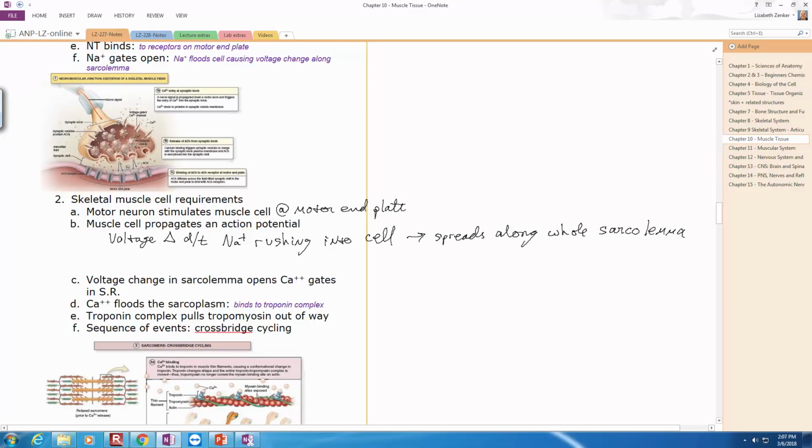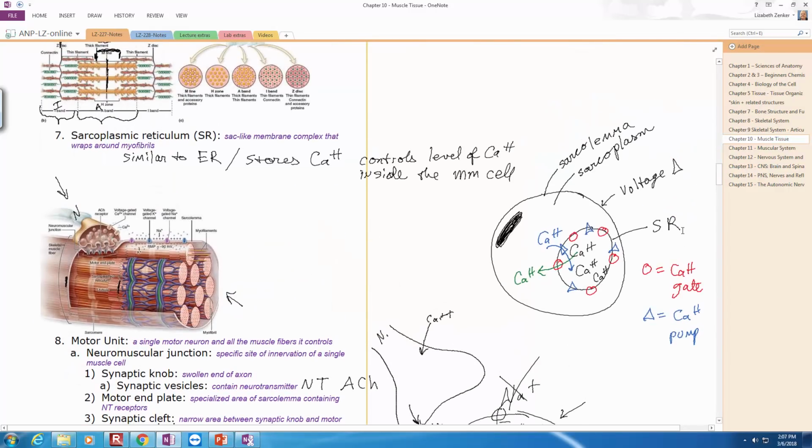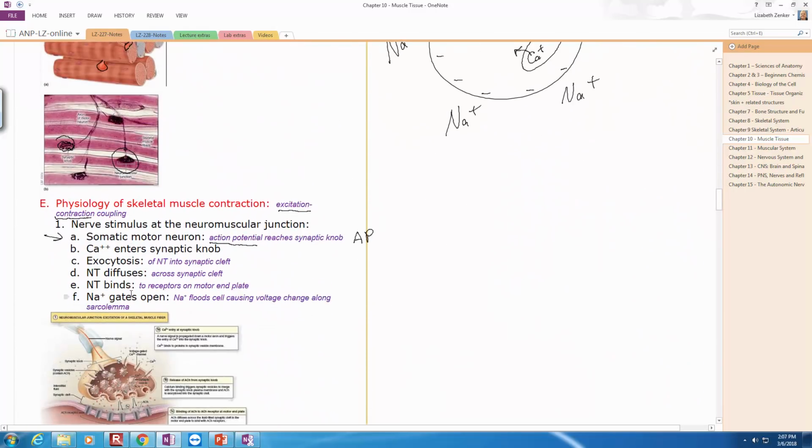Then the voltage change in the sarcolemma opens the calcium gates in the sarcoplasmic reticulum because they're really close to each other. If you went back and looked at this picture, here's your sarcolemma, the cellophane plasma membrane that wrapped around it, and see how close it is to the sarcoplasmic reticulum, the little veiny structures. Can you see how it wraps around the myofibrils all over the place? This is what allows it to stimulate everything all at once. It's not a delayed reaction where it takes a little while for that end of the cell to get the message. Everybody gets the message quick because of that.